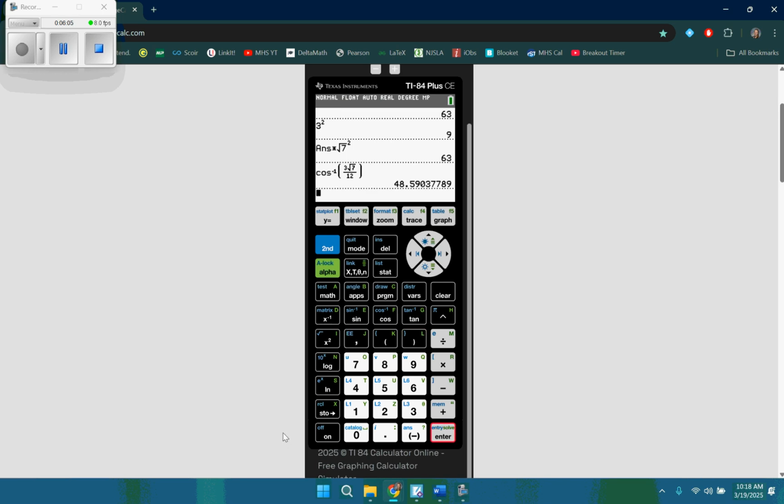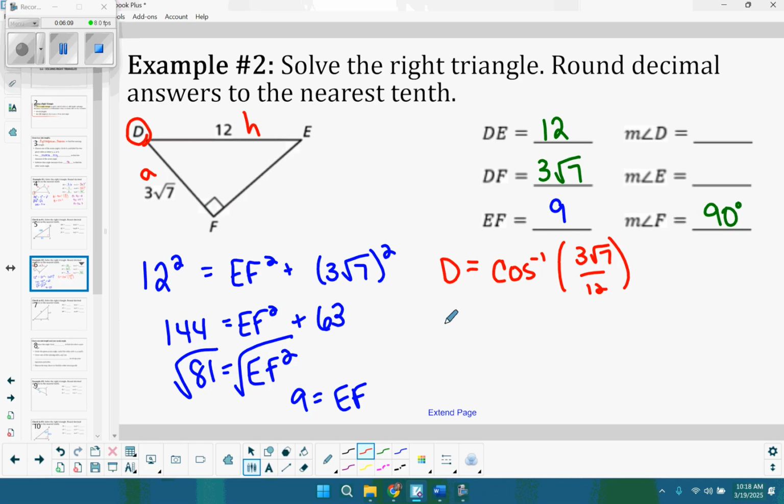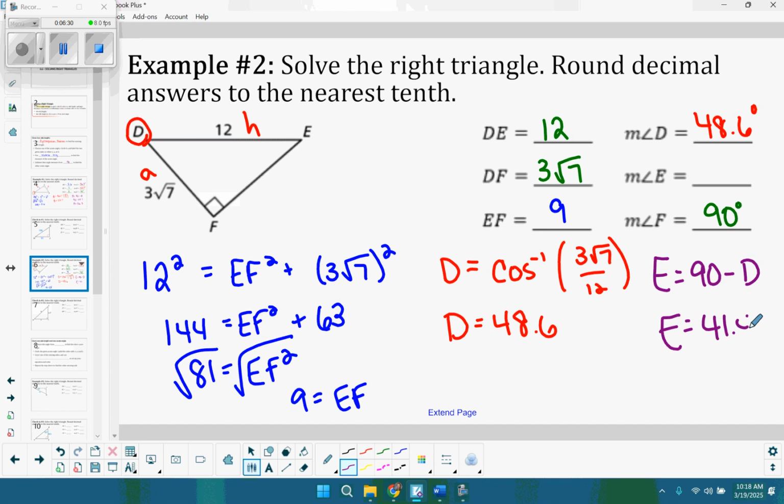So doing that, I get 48.6. So D is equal to 48.6. And we know we could use 90 minus that to find E. So if I took 48.6 away from 90, I get 41.4. So the measure of angle E is 41.4 degrees.